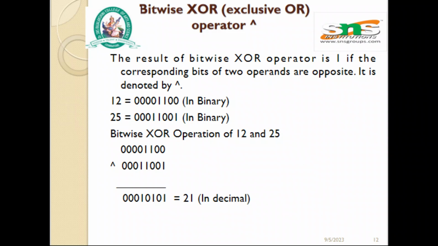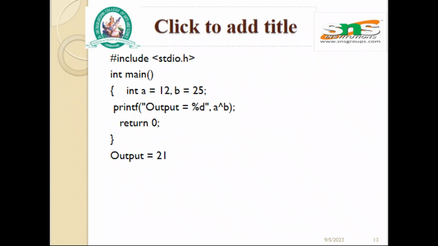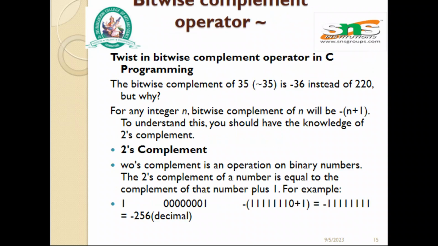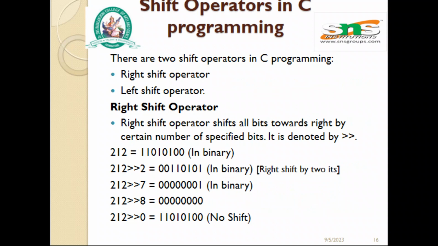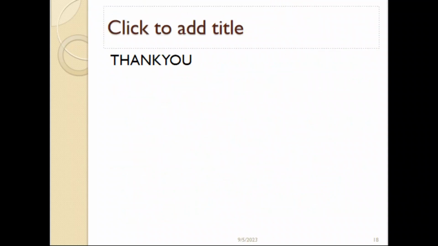Here we have the bitwise OR operator, the bitwise NOR operator, and the bitwise exclusive OR operator. The result of the bitwise OR operator corresponds to the operands. Next is the bitwise complement operator. For any integer n, the bitwise complement of n is represented as minus n plus 1. Thank you.